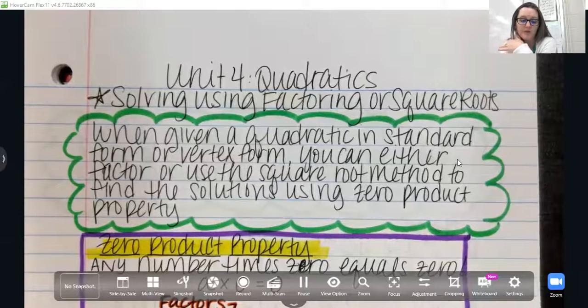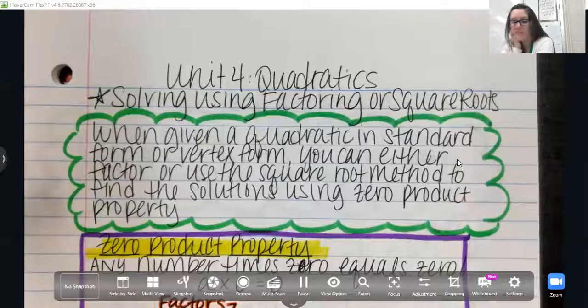So we've done some factoring. We're going to practice a little bit more. And so go ahead and take this note down. When given a quadratic in standard form or vertex form, you can either factor or use the square root method to find the solutions using the zero product property.